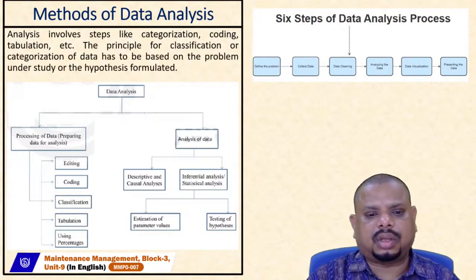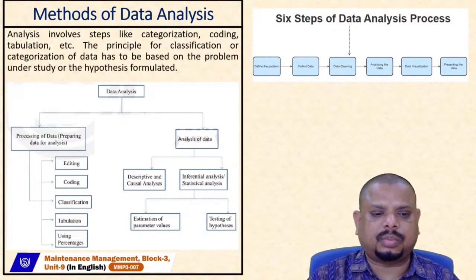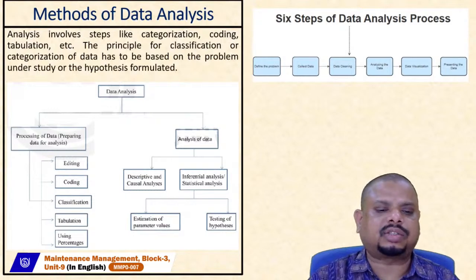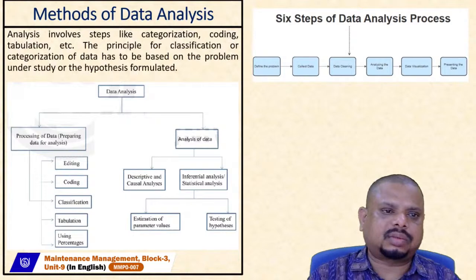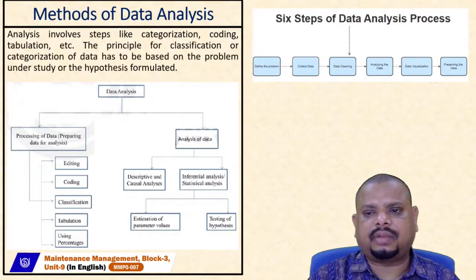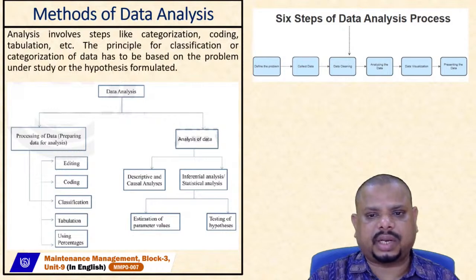But on the other side, in case of analysis of data, you have to go for first two components, that is descriptive and causal analysis. And the second part is known as inferential analysis or statistical analysis. So under statistical analysis, we'll go for estimation of various parameter values, and on the other hand, we'll go for testing the hypothesis. In this way, the data should be analyzed to identify the failure rate with reference to inferential analysis or statistical analysis.